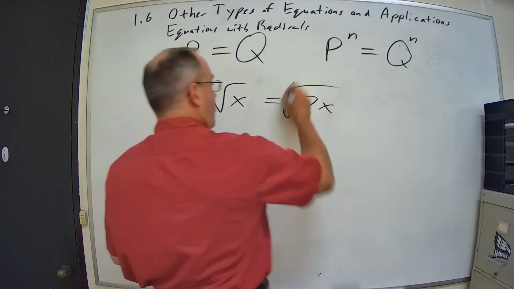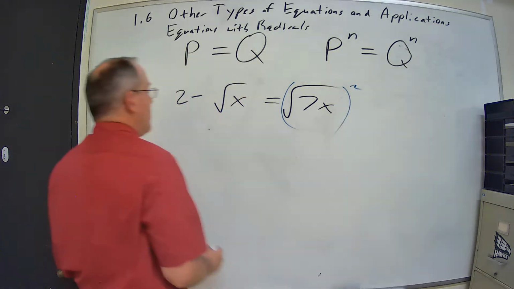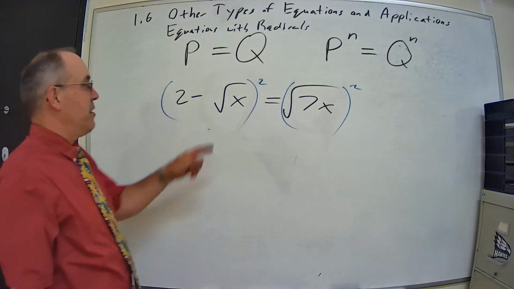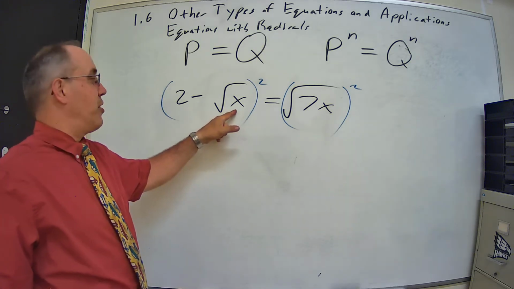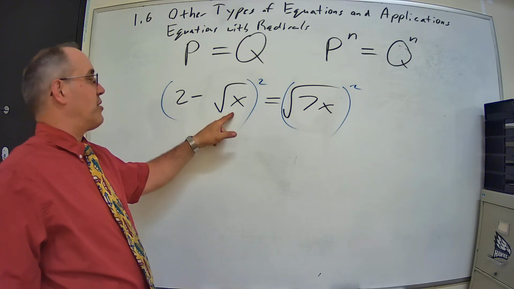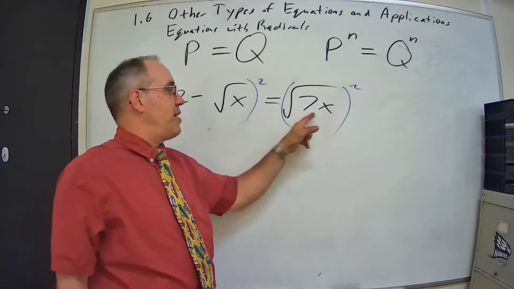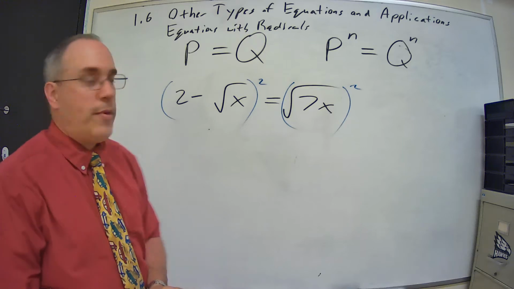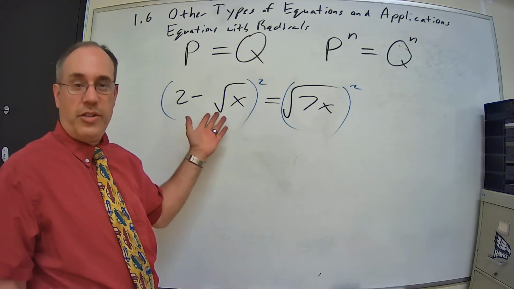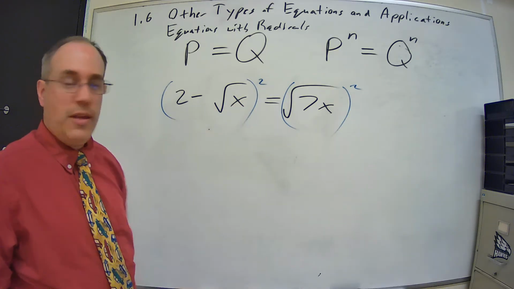Now, obviously, if I do it here, I'm just going to show a little bit. So if I raise that and I square it, then I'm going to take this and square it. So keep in mind that it doesn't just eliminate the square root of x. We can't just say, oh, okay, well, that's 2 squared, that's square root of x squared, and that's square root of 7x squared. No, remember this does not distribute over a subtraction or an addition, only a multiplication or a division.